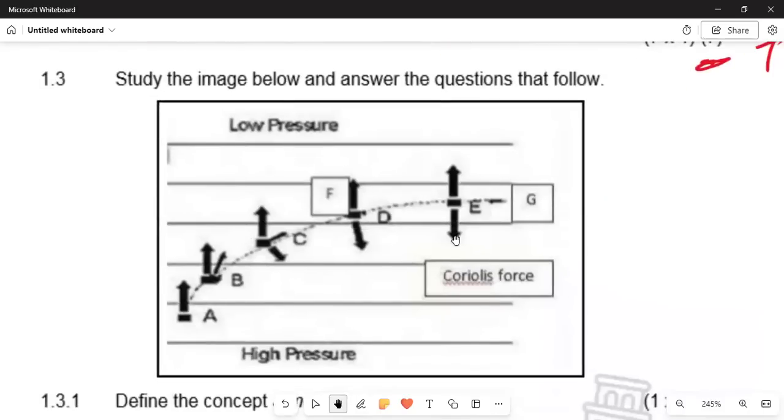Moving on, we are given to study the image below and answer the questions that follow.